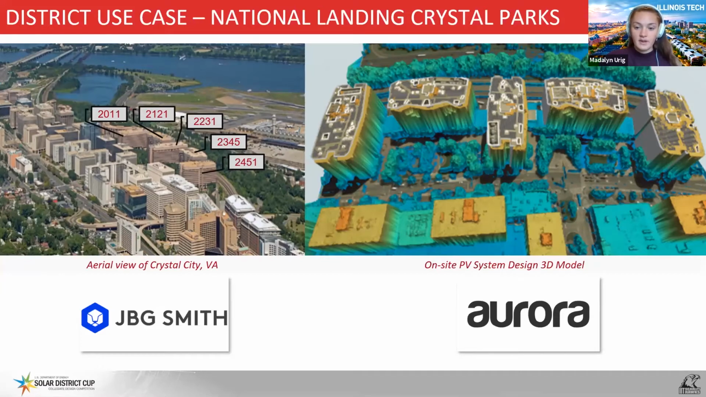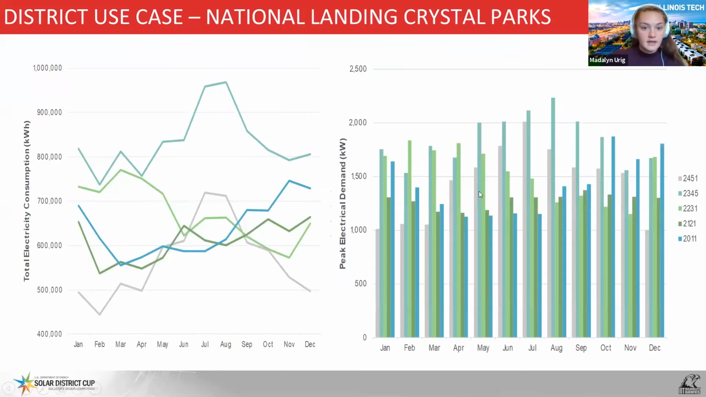A compilation of the 5 building load profiles is depicted in terms of both energy and power demands. The peak demands occur in August and are around 970,000 kilowatt hours and 2,200 kilowatts, just to give some context of the electrical scale we are working with in these buildings.